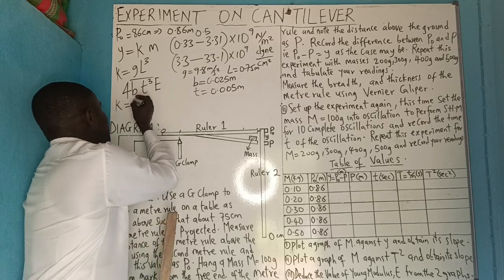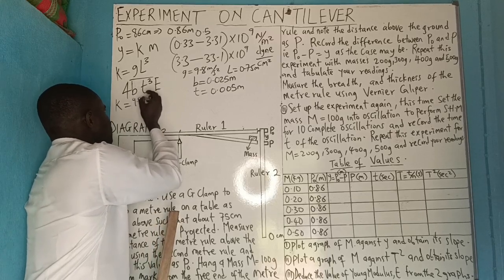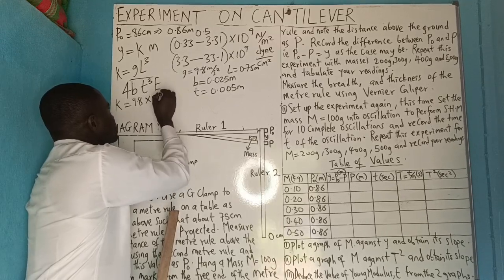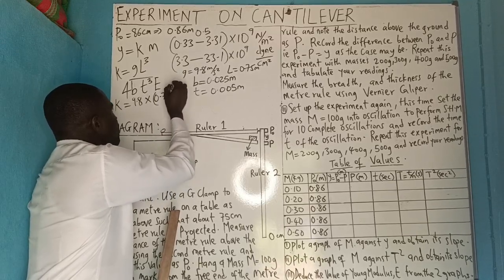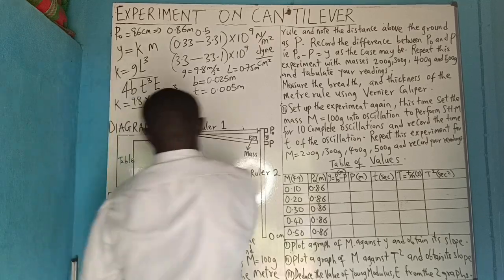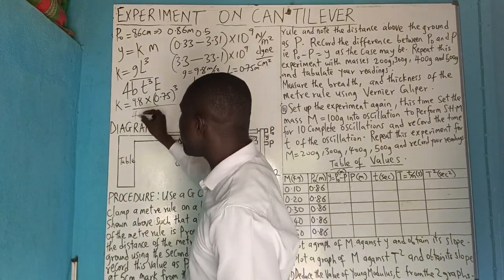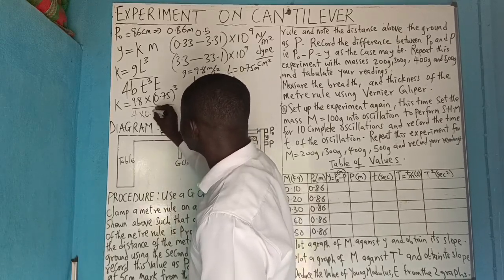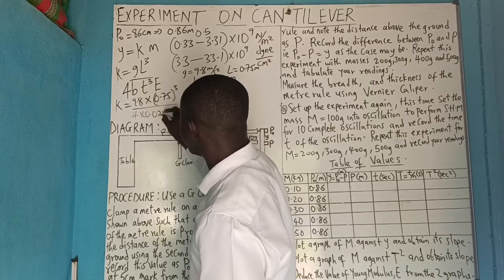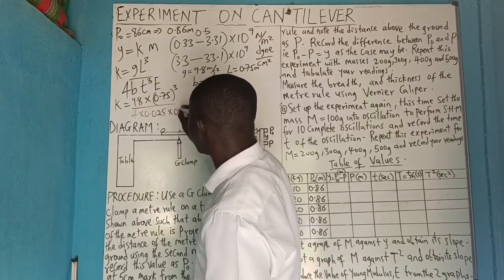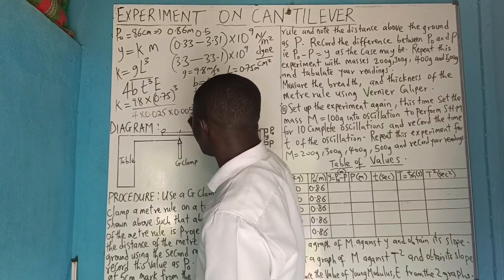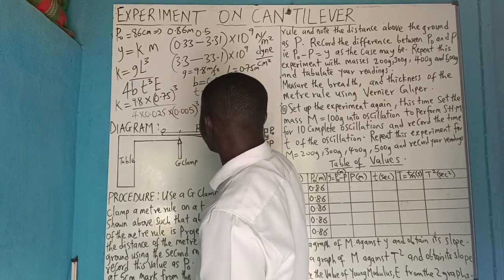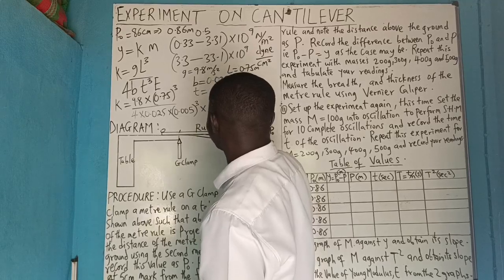So getting our K, we say 9.8 times 0.75 all raised to the power of 3, all over 4 times 0.025 times 0.005 all raised to the power of 3, times 0.5 times 10 raised to the power of 9.